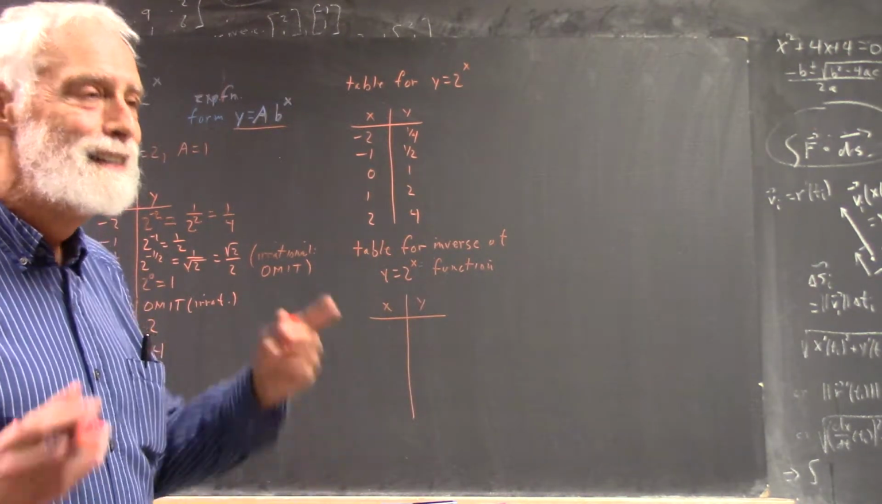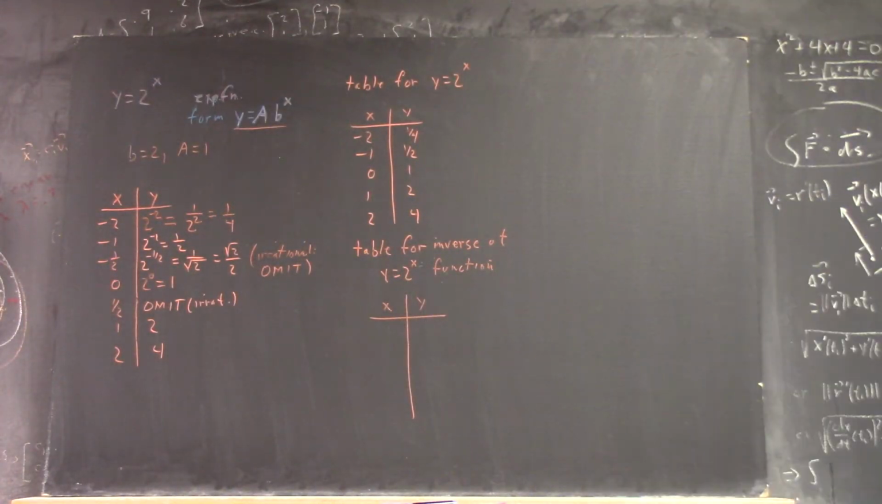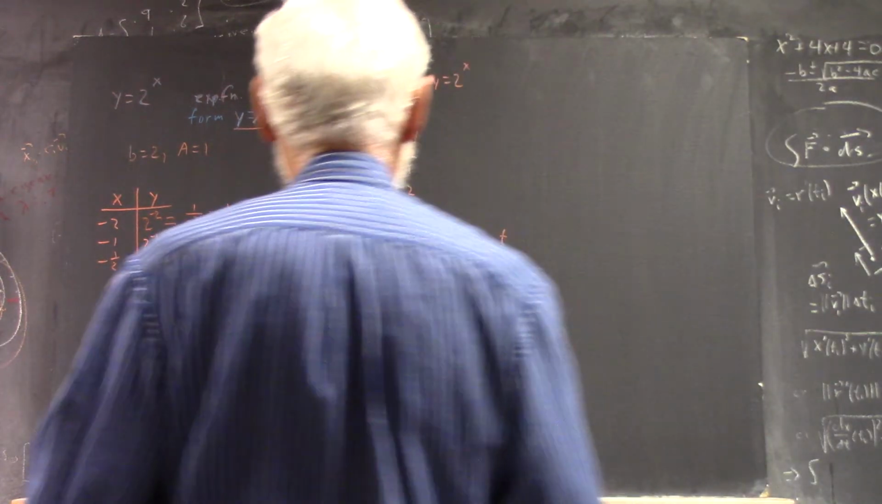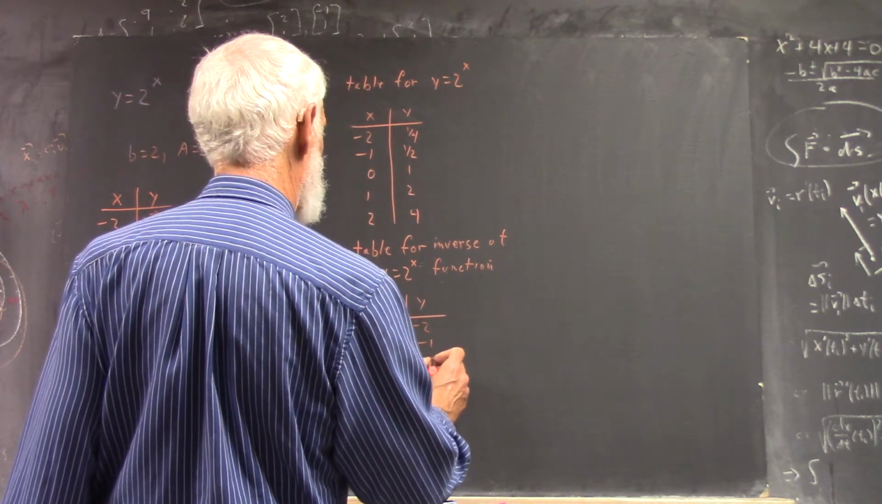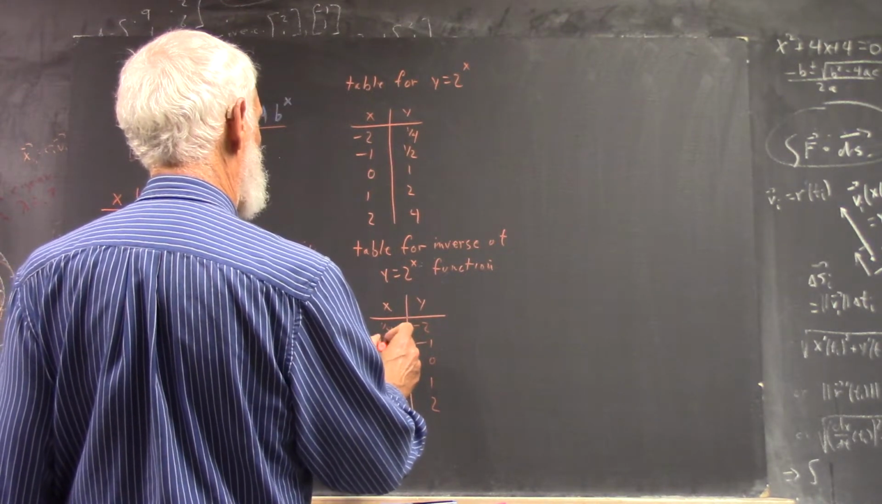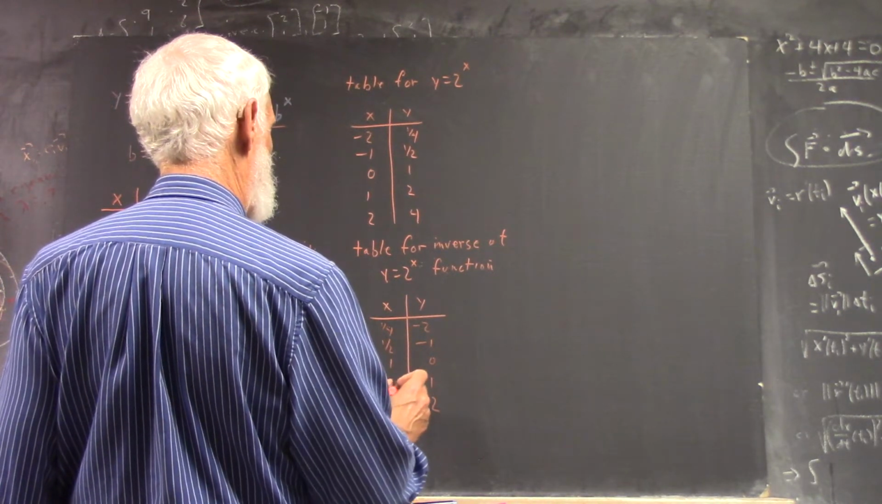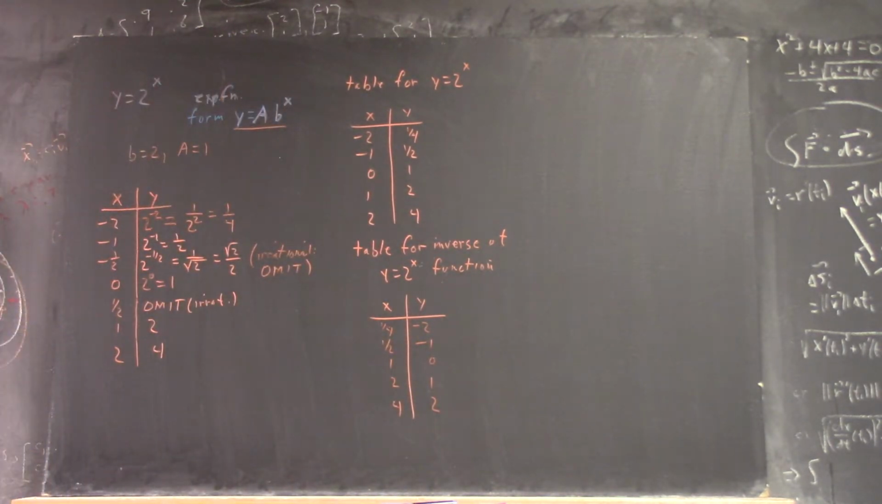Oh, wait. Switch the x and the y. Just switch the x and the y. Yeah, exactly. You switch the x and y values, so you just reverse these things. You do the -2, -1, 0, 1, 2 here, and you do 1/4, 1/2, 1, 2, 4 here.